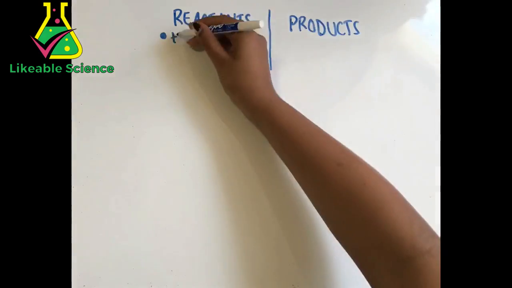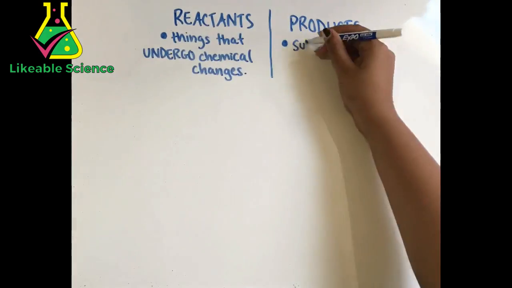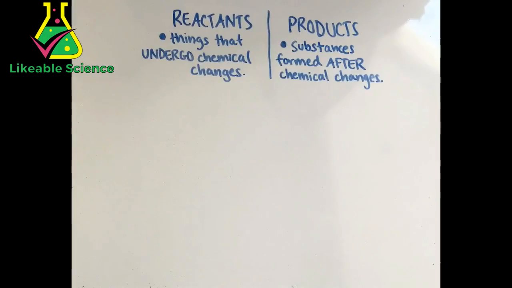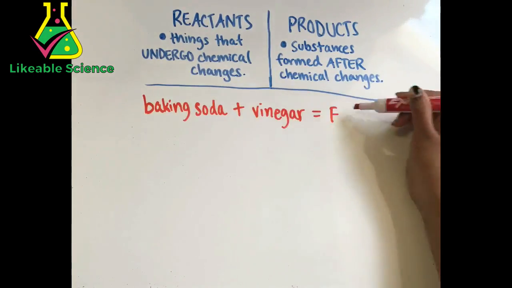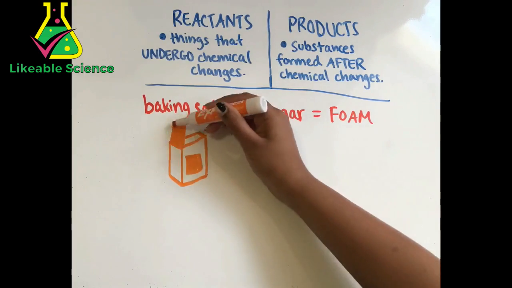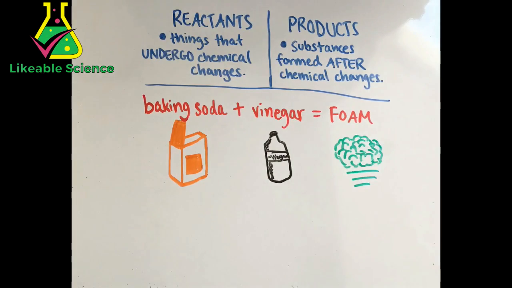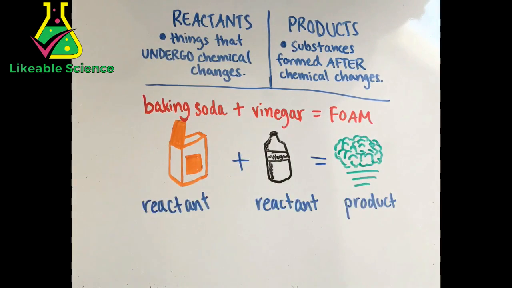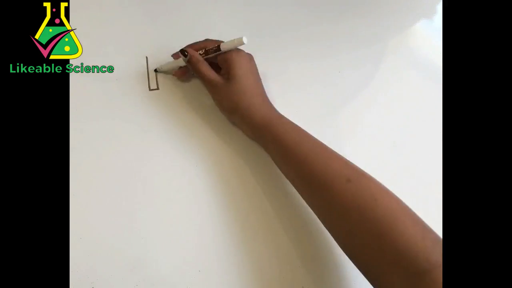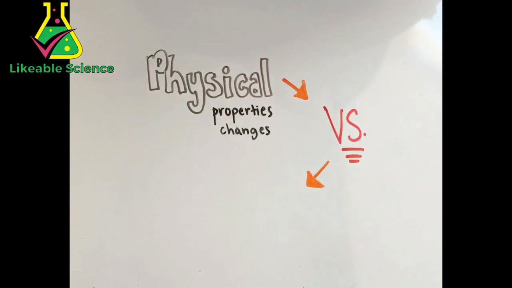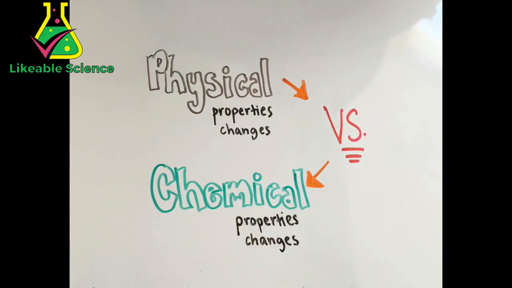Finally, the things that undergo a chemical change are called the reactants because they react with each other during the change. The substance that is formed after the change is called the product. In a baking soda and vinegar experiment, the baking soda and vinegar would both be reactants and the foam made would be the product. Those are the basics of physical properties and changes and chemical properties and changes.